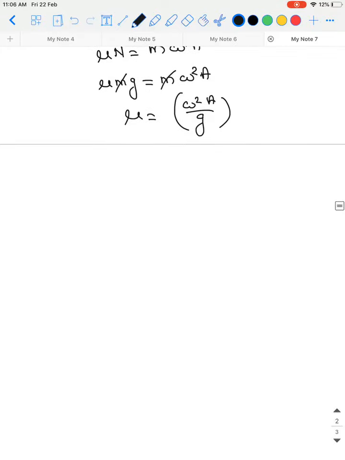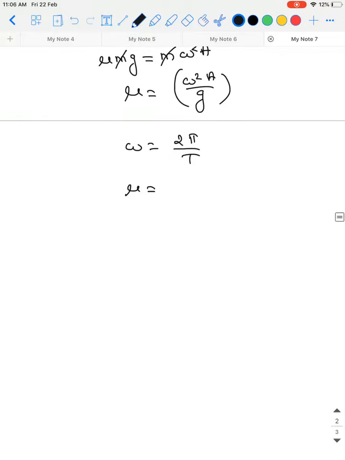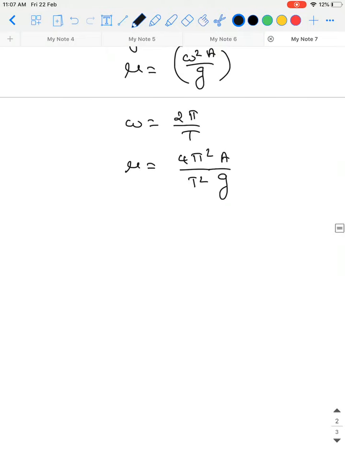Now over here the value of omega is nothing but 2 pi divided by T. So if I substitute this value, mu becomes 4 pi square A divided by T square g. If you substitute the values, then we'll get the coefficient of friction, which is around 0.4.